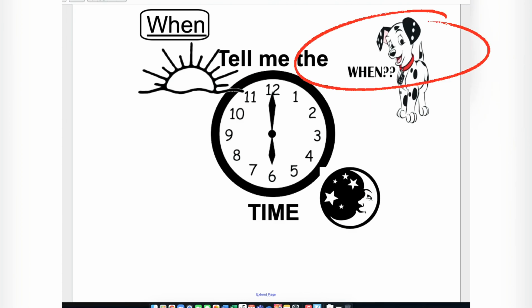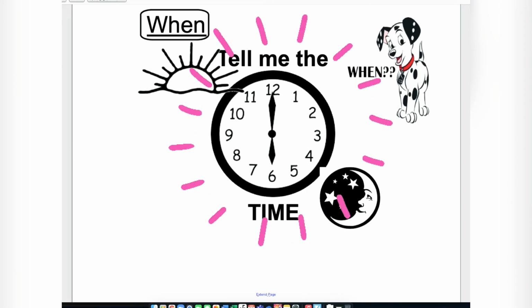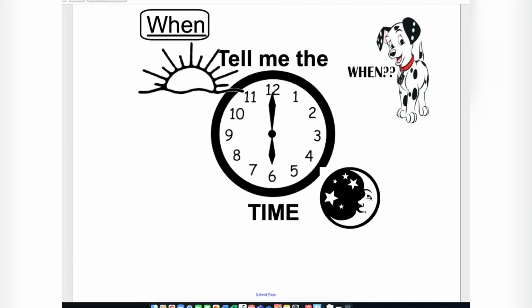And the last puppy is the when puppy. When has to do with time. So we have this visual with a clock. Tell me the time. Now it could be as specific as giving the response with the actual time of the day. It's 6 o'clock.